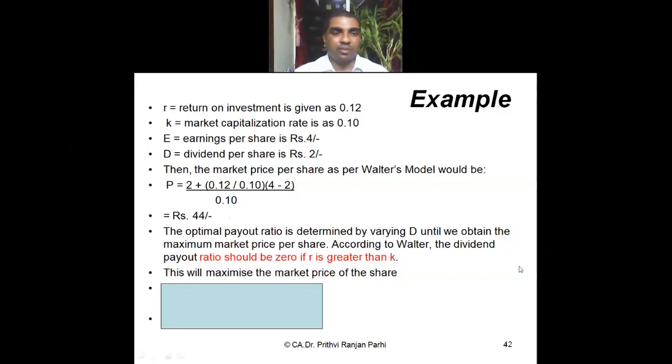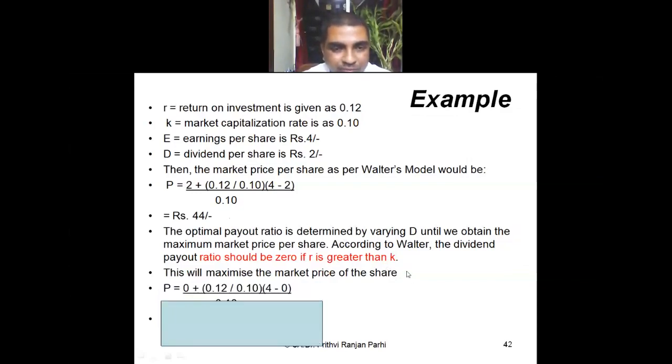Now, next, the same question is asking, what if the payout ratio is 0, that instead of 2, I am paying 0? If I am making it 0, price is 48. Now tell me, by not paying dividend, value has been increased. That means share price has been increased. Paying 50% dividend gives 44, not paying dividend gives 48. Now tell me why this is happening.